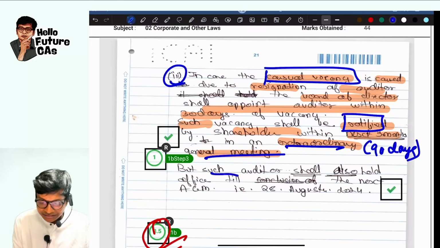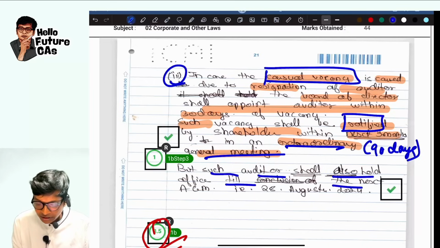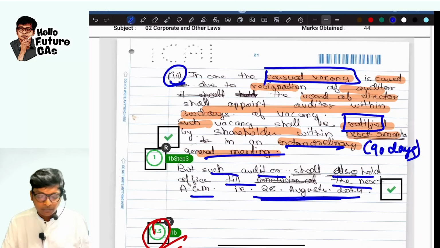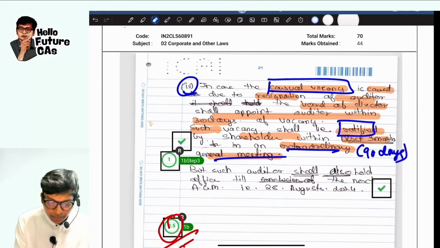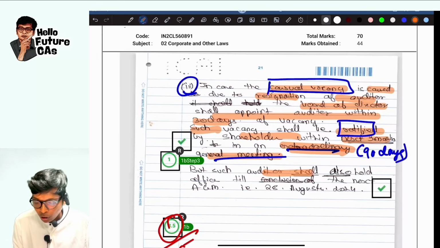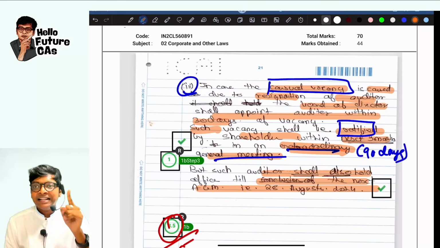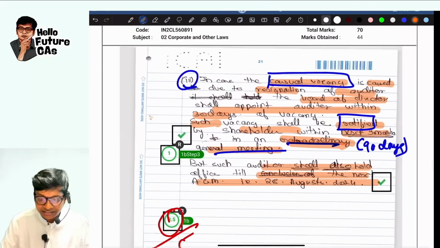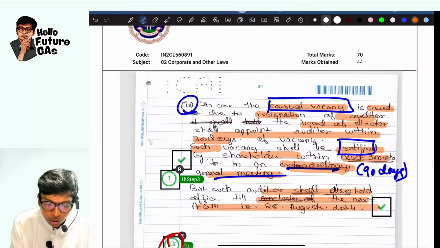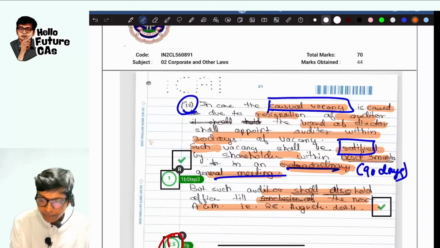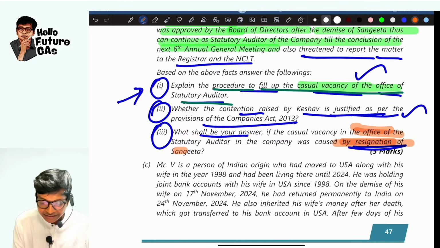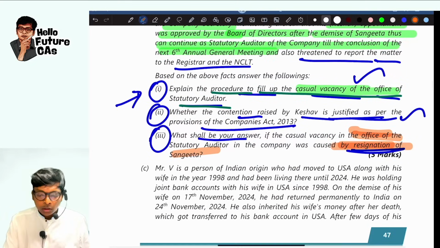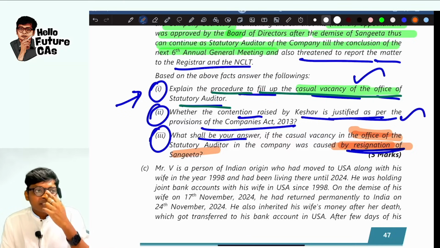But such auditor shall also hold office till the conclusion of the next AGM, sorry. So what I am trying to say here, this same auditor who is appointed for resignation will also hold office till the conclusion of the next AGM, not 6 AGMs. That's it. He closed the answer. Come back over here. He will hold the office till when resignation is given over here. Are you following, guys? So he got 3.5. If the word conclusion is there, he would have got 4 out of 5.